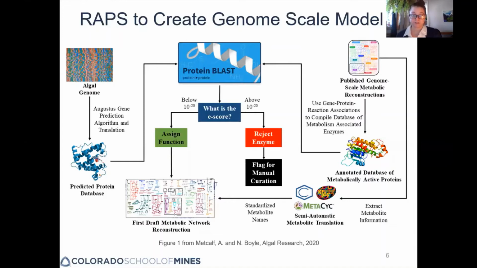So here's a brief schematic of how RAPS works. A list of proteins that are predicted is compiled from genome sequence data. This list is then compared to a database of metabolism-associated enzymes from the donor models using the NCBI protein BLAST tool. If the E-score is satisfactorily low, indicating that both proteins share a function, then the associated reaction is added to the draft network reconstruction.